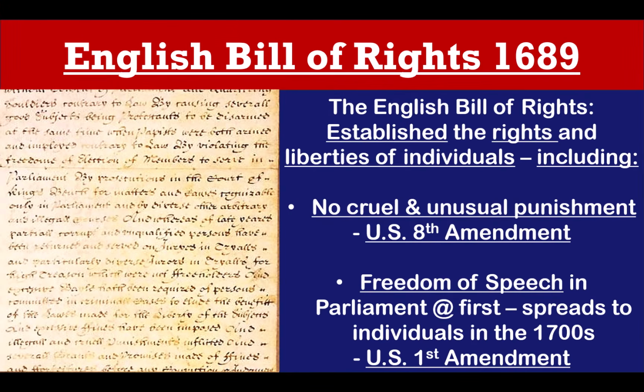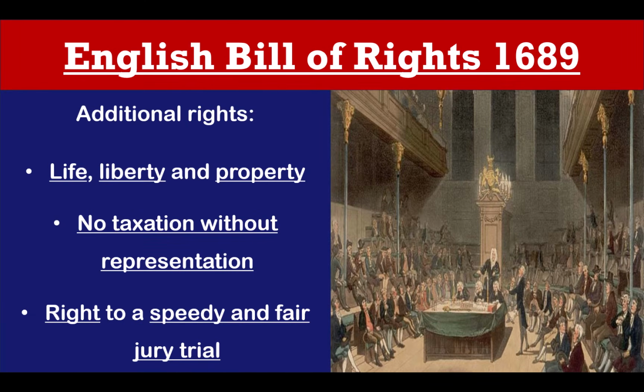Some of the provisions from the English Bill of Rights included the denial of cruel punishments, inspiring the U.S. Bill of Rights' 8th Amendment, which prohibits cruel and unusual punishment, or the protection of free speech as outlined in the First Amendment of the U.S. Constitution. Additional rights included provisions for life, liberty, and property, another concept we'll look at closer when Thomas Jefferson was drafting the Declaration of Independence.